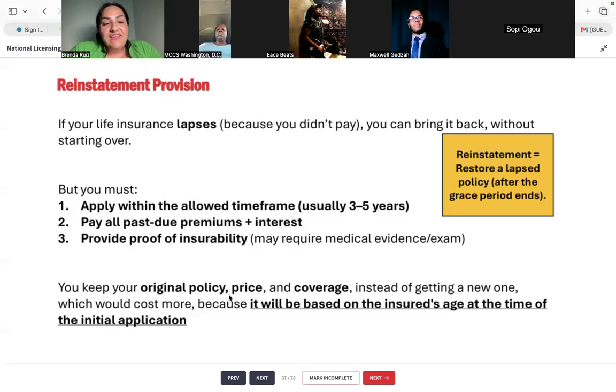So the benefit of this is that you keep your original policy, the price, and the coverage instead of having to get an entirely new policy, which would end up costing you more because it would be based on your new age at the time of application.